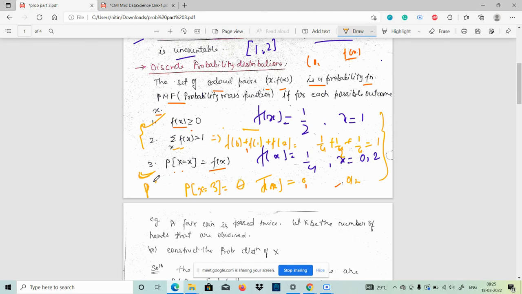If one asks what is the probability that x is equal to 1, in that case you know that if x is equal to 1, this fx is treated as the probability function. So the probability that x is equal to 1 is 1 by 2. So this way you can use the probability mass function to calculate probabilities and check whether something is a probability mass function or not. So, guys, did you understand this, or do you have any question?